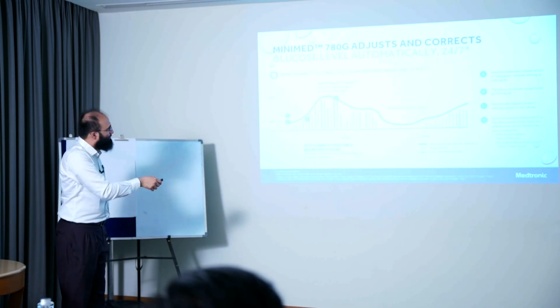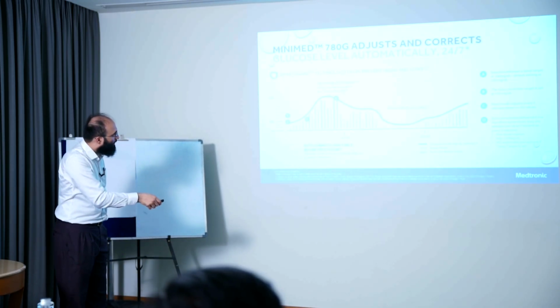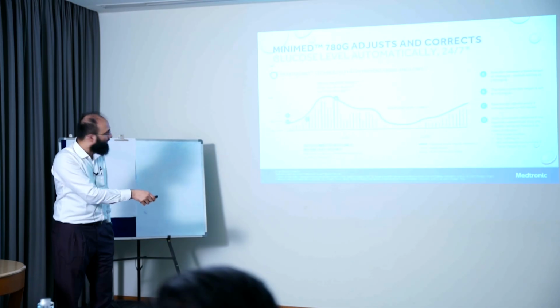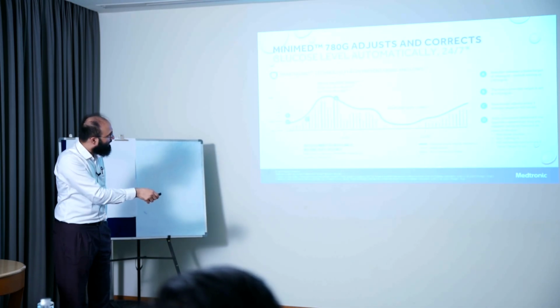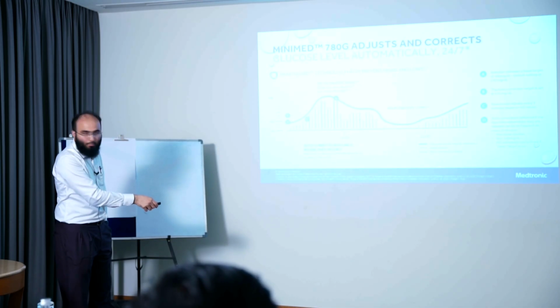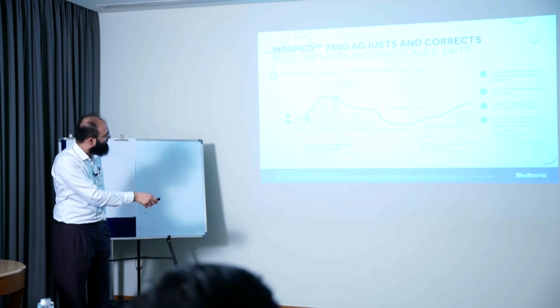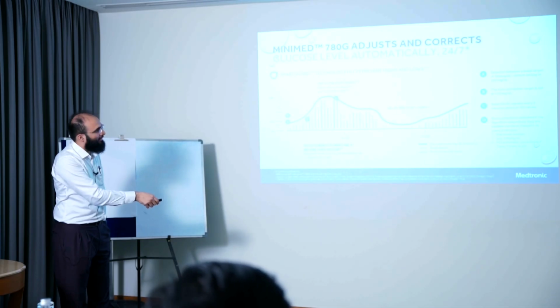And then this helps prevent lows also. Here, what did it do? It suspended the basal delivery only. Here, because it anticipated that it might go below 70. So here, at 90 itself, 80 itself, it suspended the basal insulin delivery.